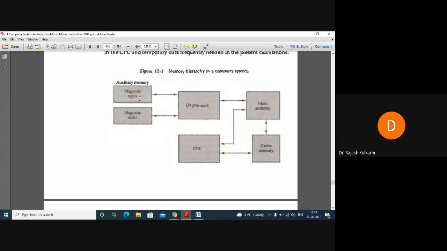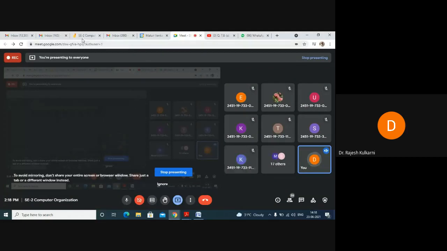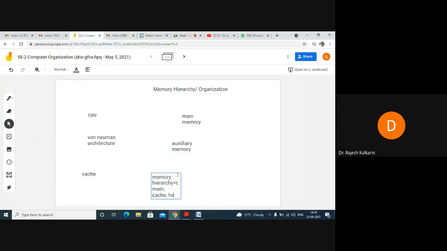Very true. CPU is central to the computer. Now, does CPU have memory? Yes, CPU has memory. CPU has memory in the form of registers.